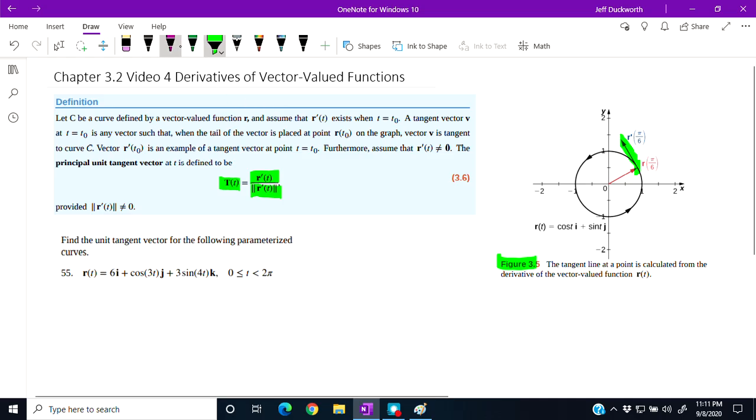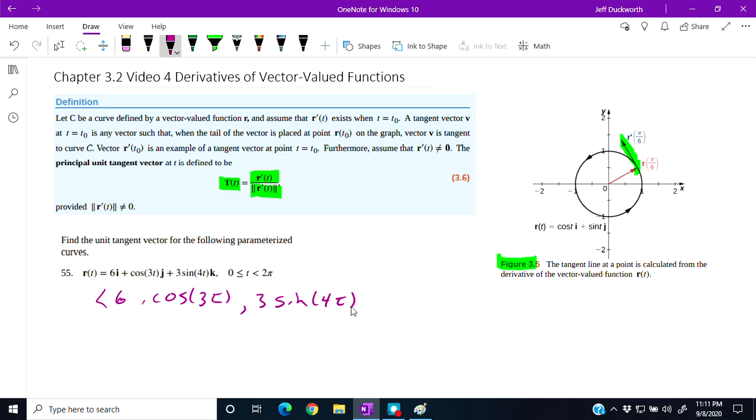All right, so let's see if we can do problem number 55 here. It wants a unit tangent vector for the following curve. So we're given this curve here, 6, cosine 3t and 3 sine of 4t. And this is our r.